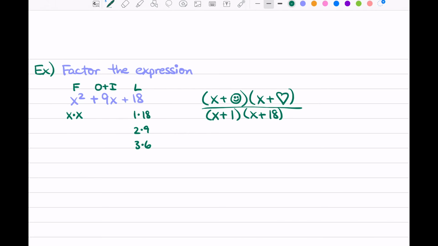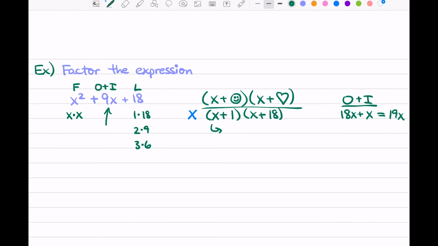And how do we know if those are the correct ones? We know they're correct if O plus I equals 9x. So let's have another column here for O plus I. And let's check. O plus I here is 18x plus 1x, and that is equal to 19x. So in this case, if we had two factors, x plus 1 times x plus 18, our O plus I would be 19x. That is not what we want. So that means this is not the correct answer.